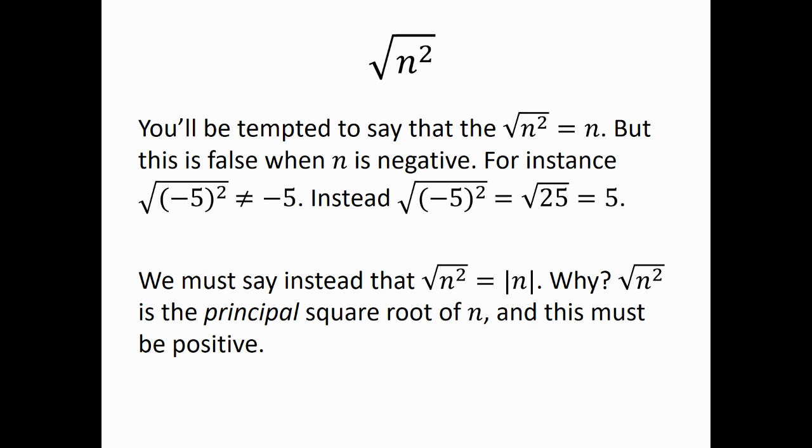Now, let's talk about the square root of n squared. This will be the kind of expression that we'll see in the work that we do with similarity, and we'll find that this turns into an absolute value equation. So here's what you'll be tempted to say. This is one of the misconceptions that I referred to at the start.